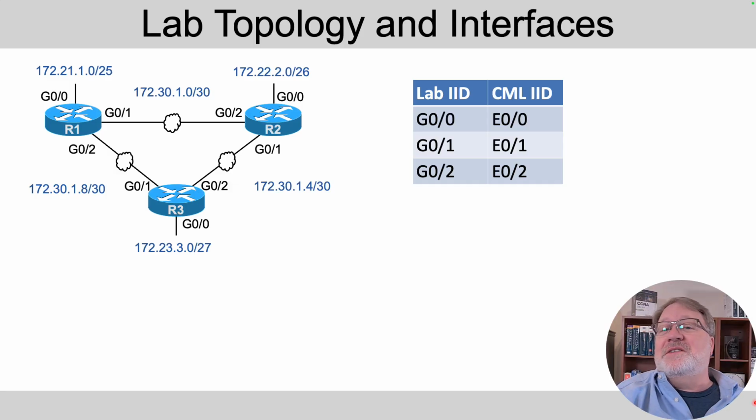So one of the first things to think about with CML is that the routers in CML don't support the same interface ID conventions as Cisco Packet Tracer. The lab is written assuming Cisco Packet Tracer.